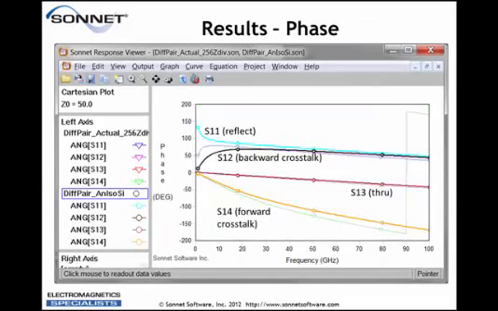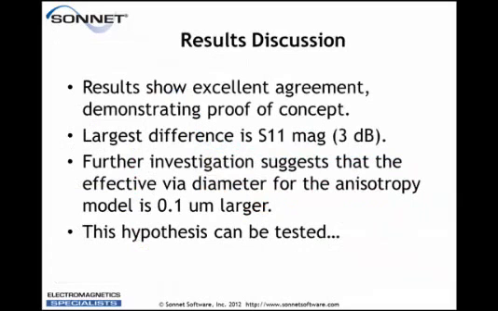We also have phases here. Phases are pretty much identical in all cases. A little bit of difference on S12 backward crosstalk at low frequency, but the magnitudes of the S parameters at that low frequency are extremely small. So we've got excellent agreement demonstrating proof of concept. The largest difference, S11 magnitude, is about 3 dB.